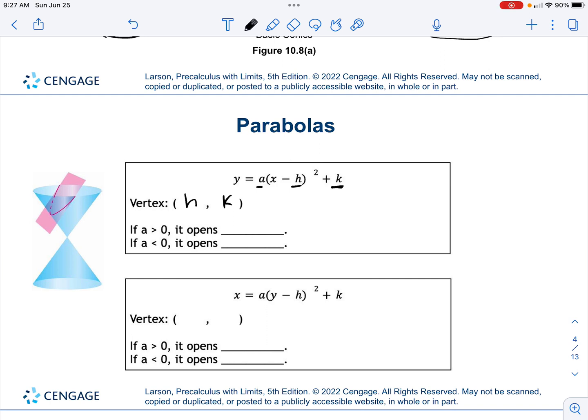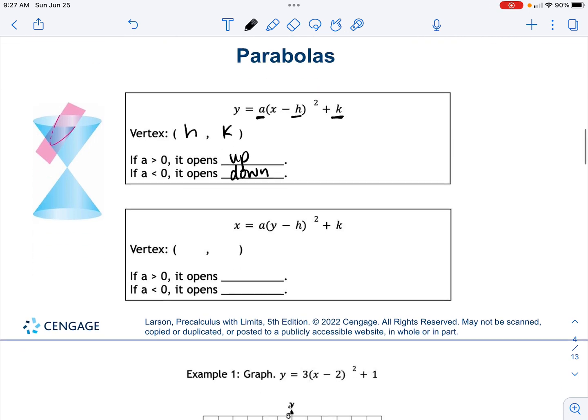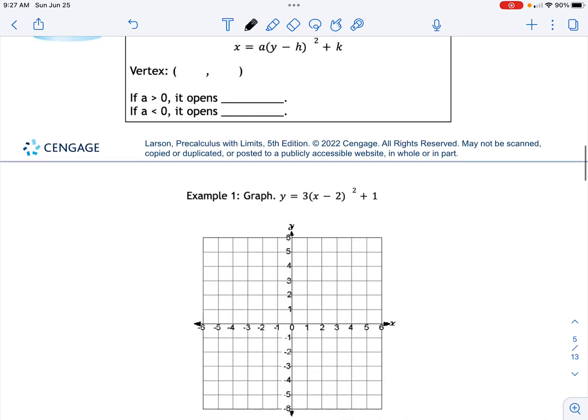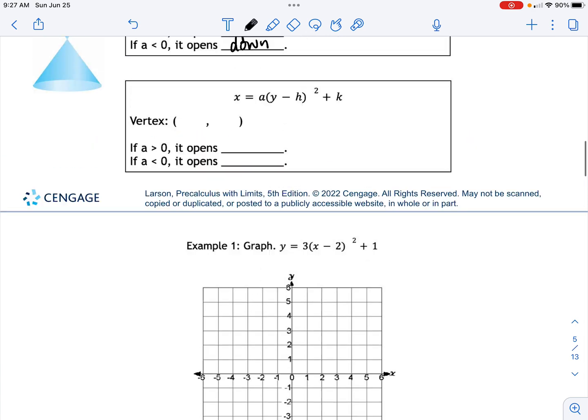If a is greater than 0, which is positive, you'll have a parabola opening up. If it's less than 0 or negative, you'll have a parabola opening down. We'll do an example here with that form.